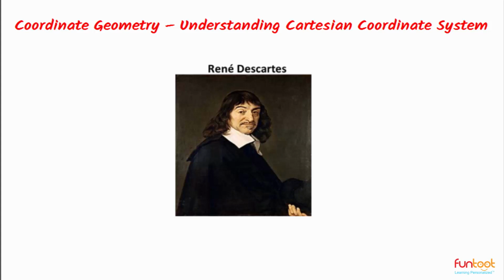In this video, let's learn about Cartesian coordinate system. Cartesian system was first proposed by a French scientist, philosopher and mathematician in the 17th century. Cartesian coordinate system was given its name Cartesian after the name of René Descartes only.